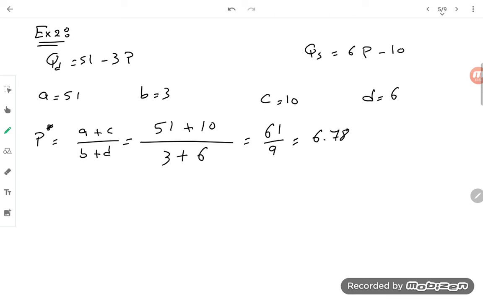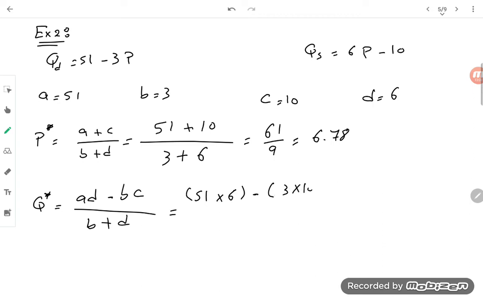And then we are going to substitute in Q to find the equilibrium quantity as AD minus BC divided by B plus D. It will be 51 multiplied by 6 minus 3 multiplied by 10 divided by 3 plus 6. It will be 30.67.